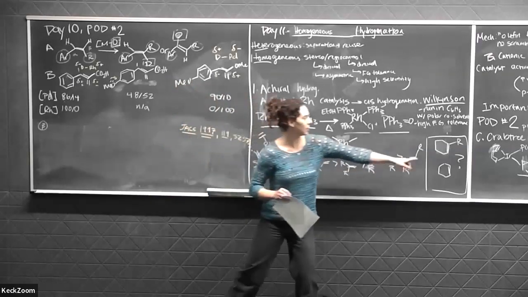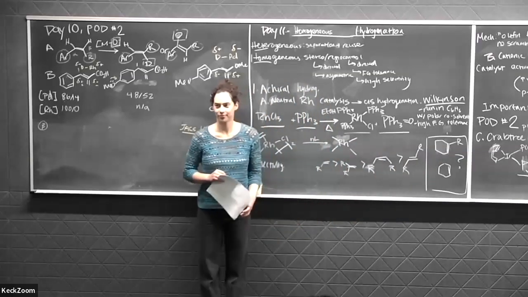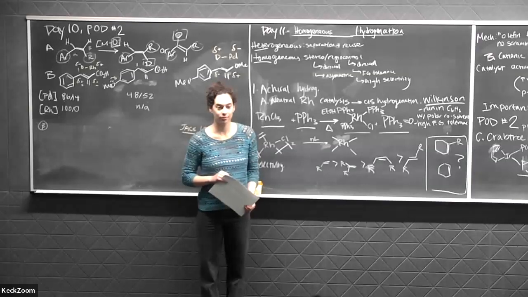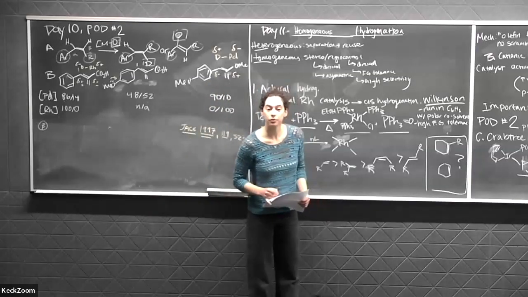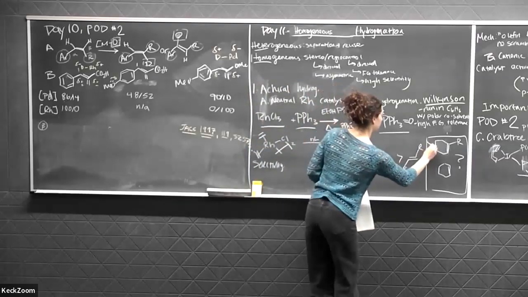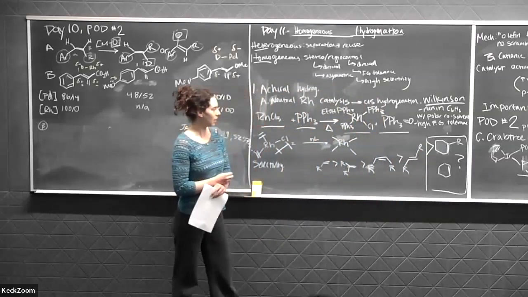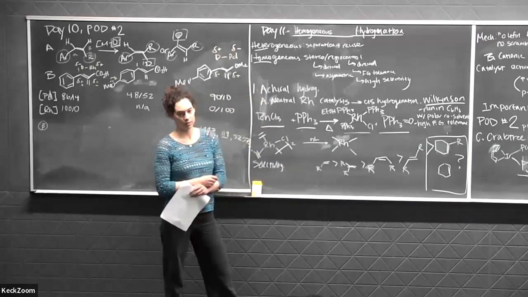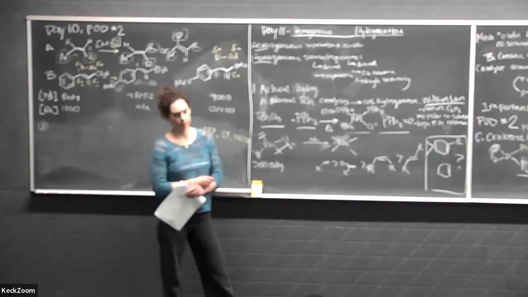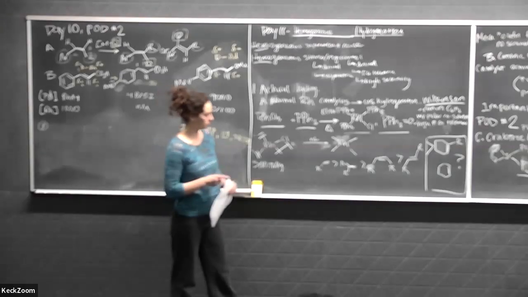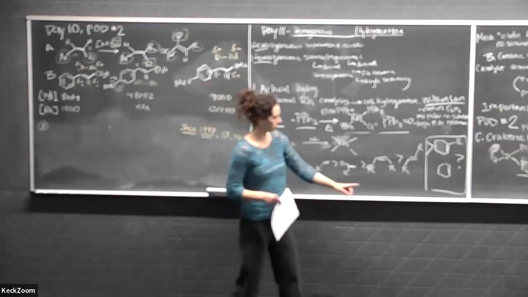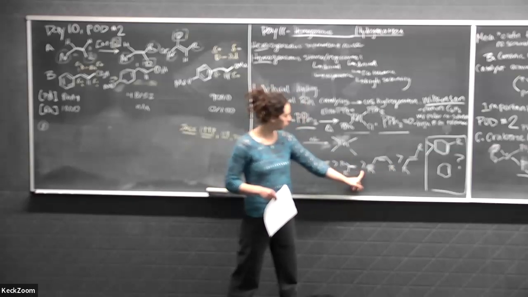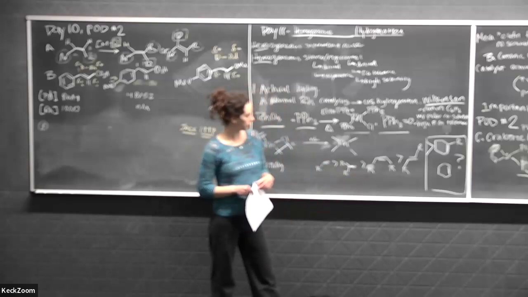So where would this one go? This would be the least reactive. Okay, good, yes, tetrasubstituted. Perfect, there we go. And then what about cyclohexene? Between the cis disubstituted and the 1,1-disubstituted. Okay, so why do you think it should go there?